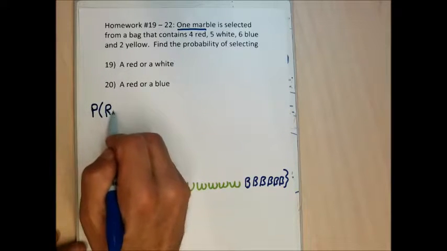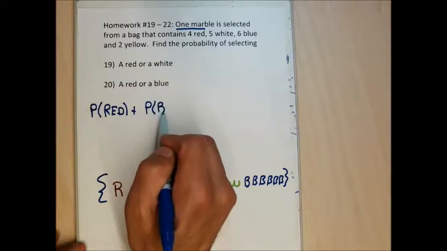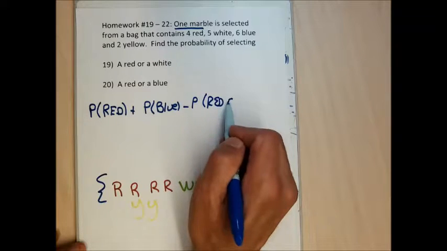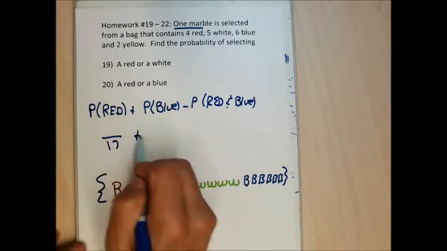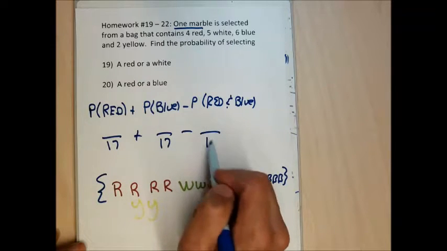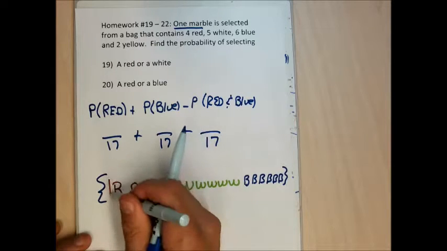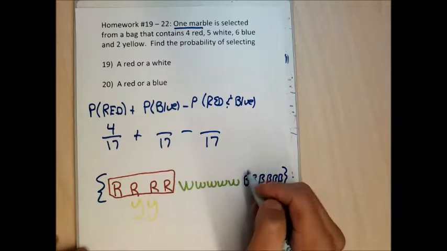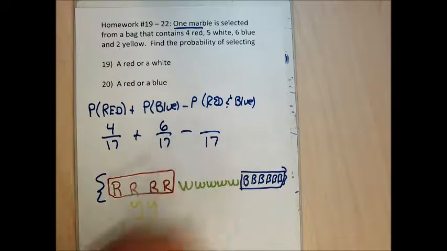It's the probability of getting a red plus the probability of getting a blue less the probability of getting a marble that's both red and blue. Now each of these fractions should have a 17 in the denominator because there's 17 marbles to choose from. For the red numerator, there's 4 red marbles of the 17, so I'll put a 4 in the numerator. For the blue marble, there's 6 blue marbles, so I'm going to get a 6 in the numerator for it.